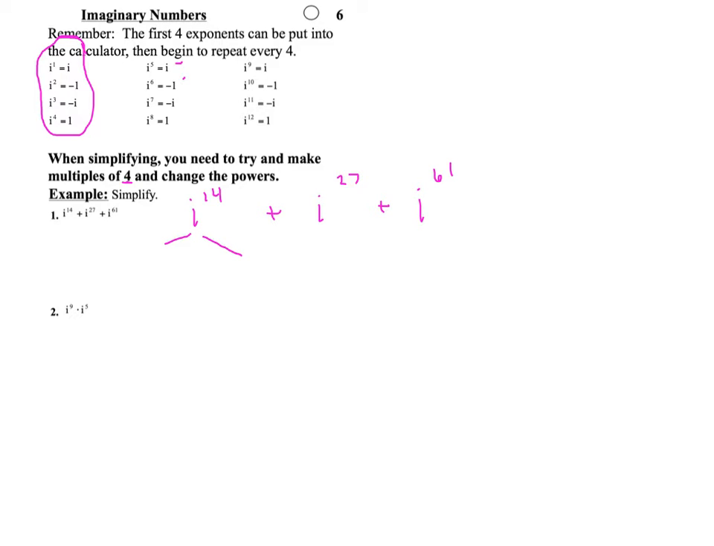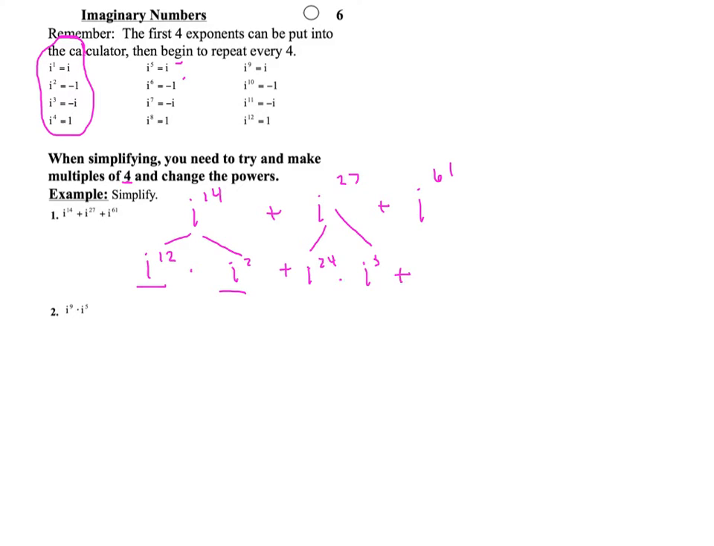So a multiple of 4 would be i to the 12th. And then I would still have another 2 i's left over from i to the 14th. I'm breaking up into a multiple of 4 as an exponent and then writing whatever I have left over. i to the 27th, I know 24 is a multiple of 4, so i to the 24th. And I'd still have 3 i's left over, so i to the 3rd.